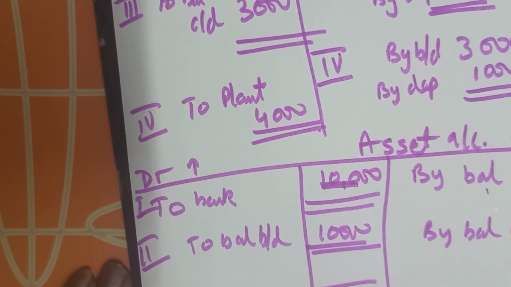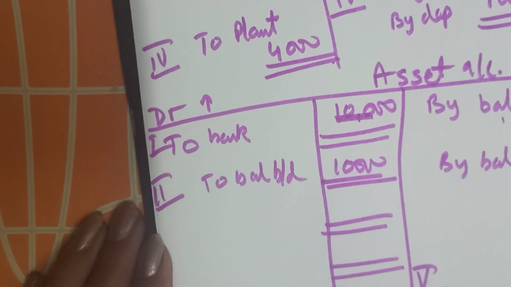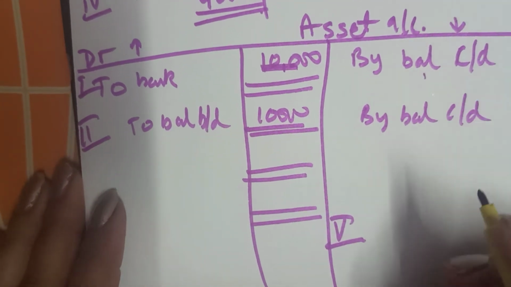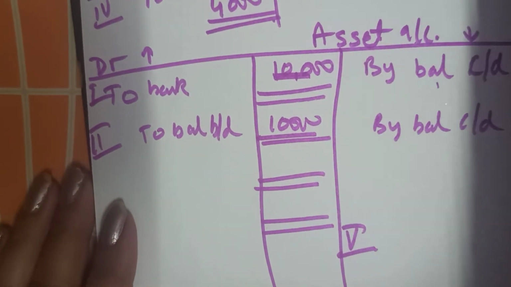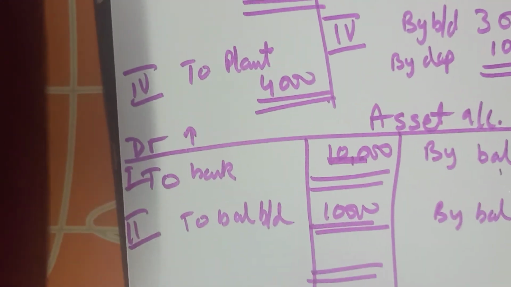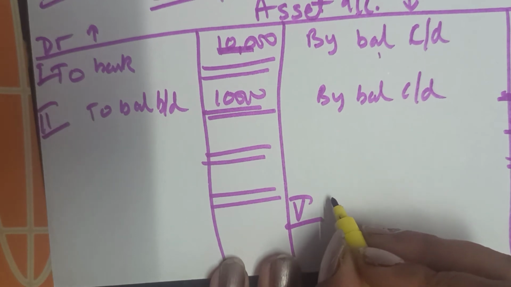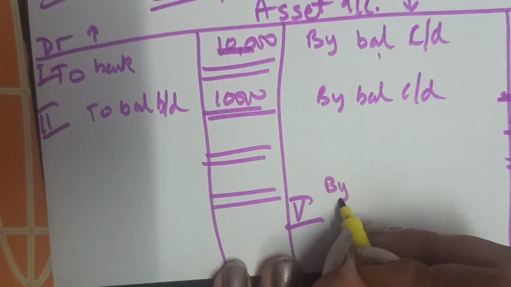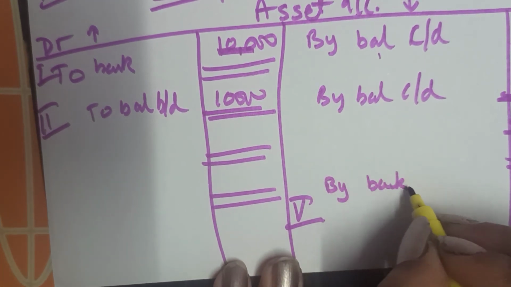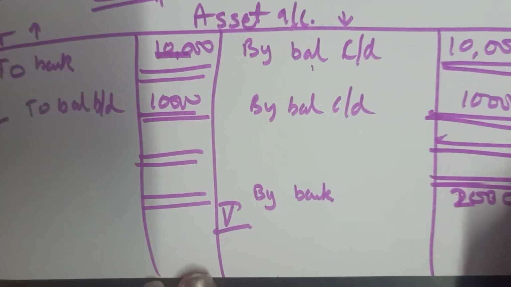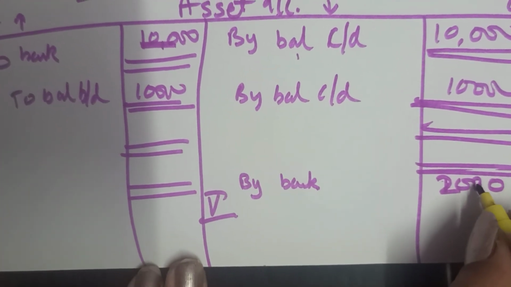We come to the fifth year, in the year of sale. Now in the year of sale, what will happen? The asset account is written the same way as in the previous method. So we write here, by bank. On the date of sale, by bank, whatever the asset is sold for. Suppose it is sold for 2,000. We write by bank here.